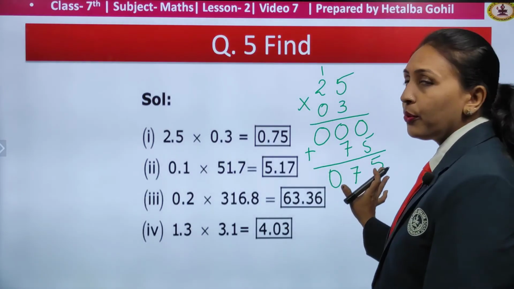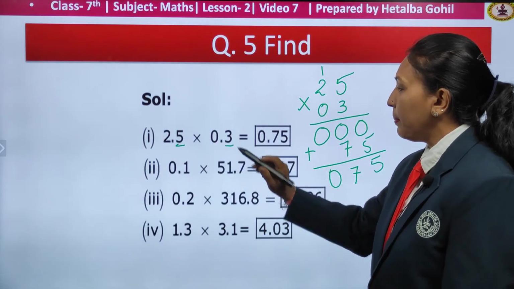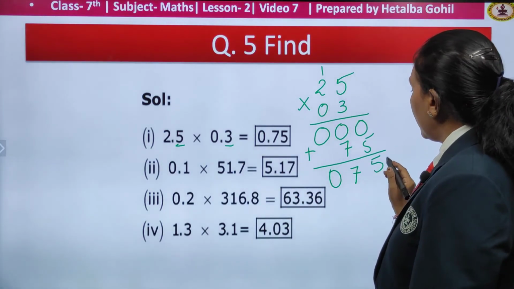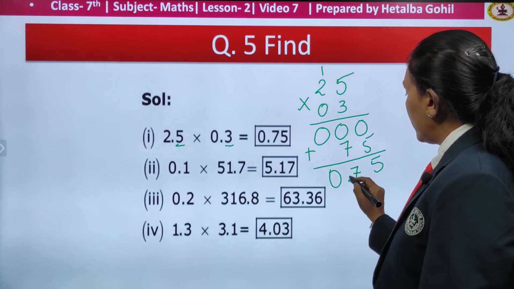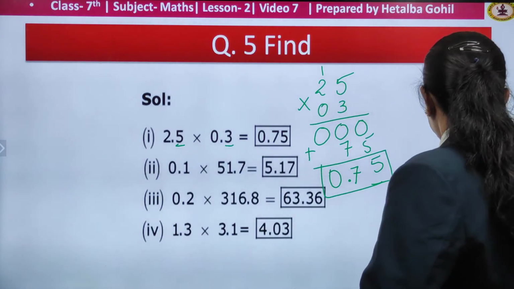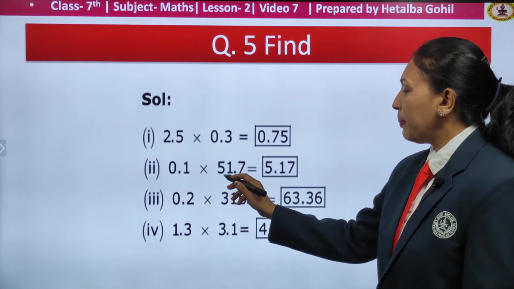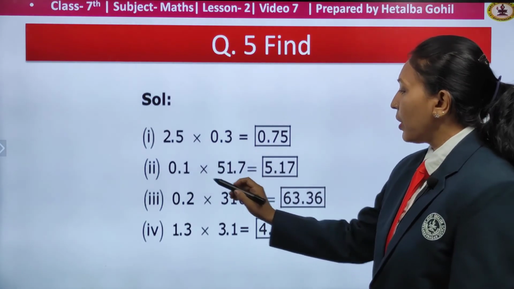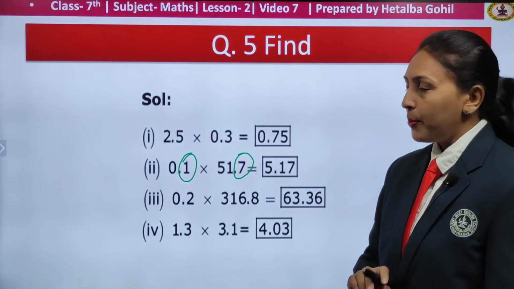Okay. Now after you reach the product, count the total number of decimal places in multiplier and multiplicand, 1 and 2. So from the right side, that means from the back, 2 places, after that place a decimal point. So I will get my answer here as 0.75. Similarly, 0.1 multiplied by 51.7, you will get 5.17. Why? Because 2 decimal places, the decimal point will come after 2 places in the product.